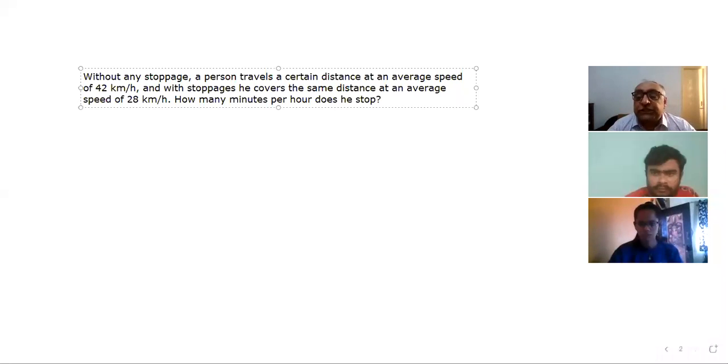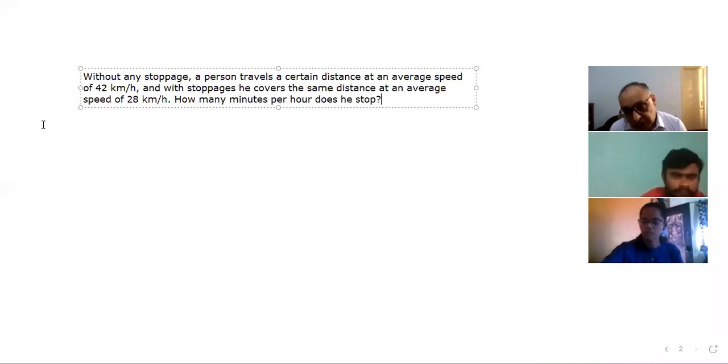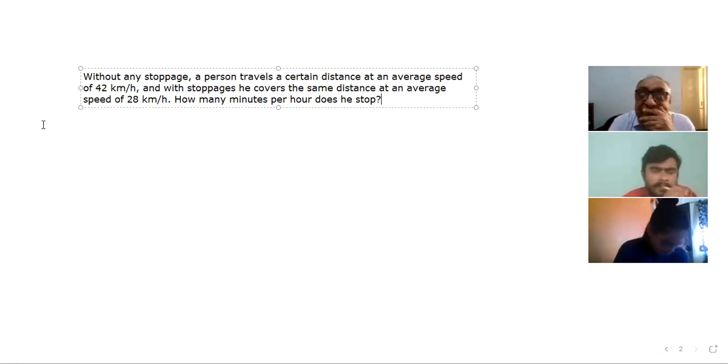So the next question is that without any stoppage, a person travels a certain distance at an average speed of 42 kilometer per hour. And with the stoppages, he covers the same distance at an average speed of 28 kilometer per hour. And how many minutes per hour does he stop? So this is the question. How many minutes per hour does he stop?